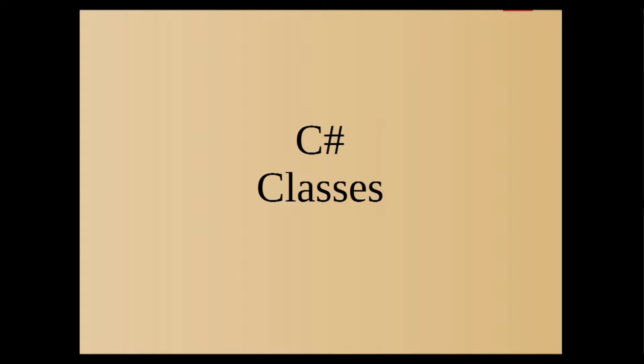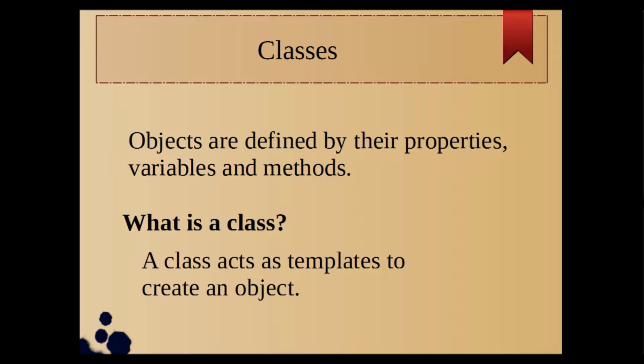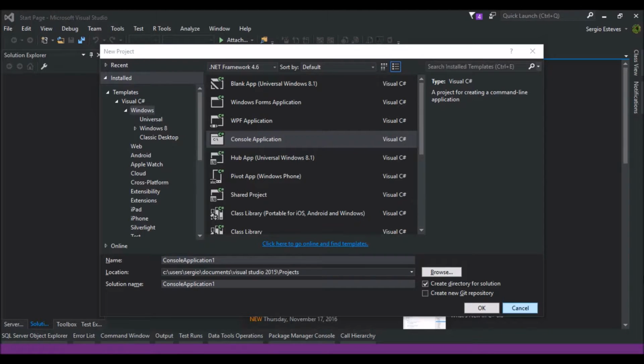I'm going to talk about classes, one of the most important concepts in any object-oriented programming language like C#. An object is defined by its properties, variables, and methods, but where do they get them? And that's where the class comes in. It acts as a template to create an object. Let's dig into the code.